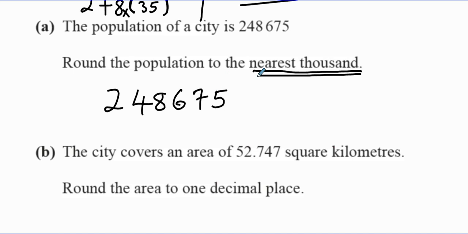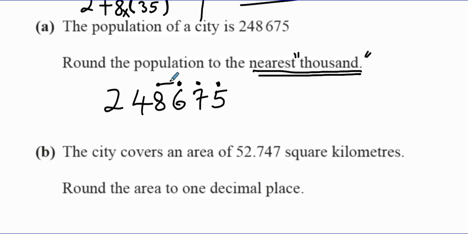Okay. This is ones, tens, hundreds, thousands. So thousands is somewhere here. Nearest thousands. I repeat, ones, tens, hundreds, thousands. Yes, we were correct.